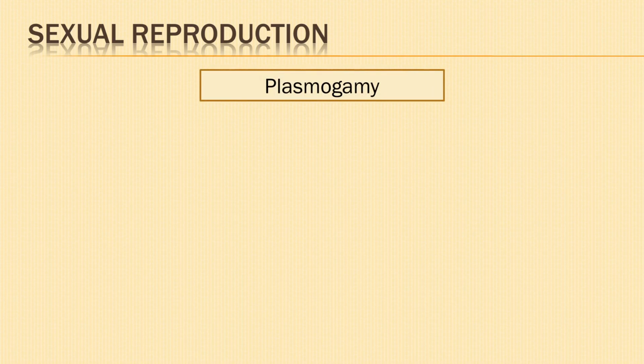Next is sexual reproduction. In fungi, sexual reproduction consists of the following phases. First is plasmogamy. In plasmogamy, the two sex cells come close to each other. Fusion of both the protoplasm takes place. There is no fusion of the two nuclei and the cell becomes binucleate or dikaryon.